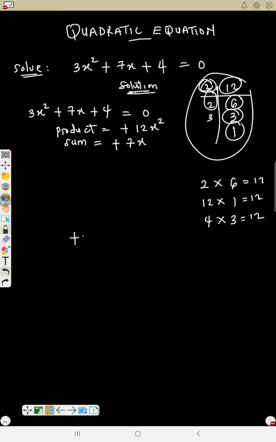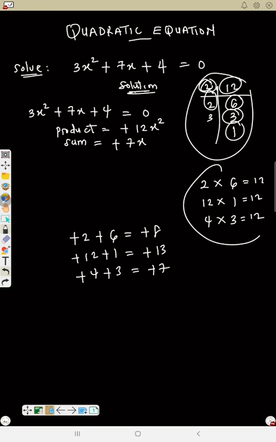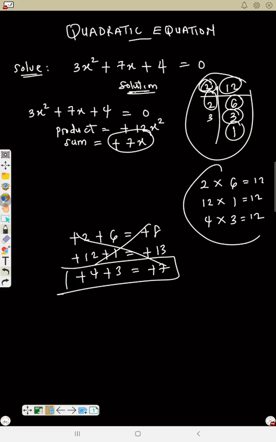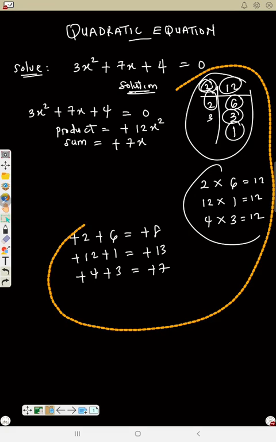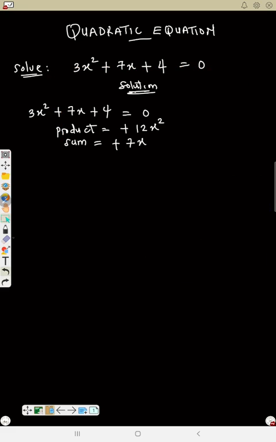The first one, we have plus 2 plus 6, which will give us plus 8, and it's 2 times 6 is 12. The second one, plus 12 plus 1, which will give us plus 13. Third one, plus 4 plus 3, which will give us plus 7. That means out of these three, this one I will use. Why? Because it's the one that can give me the sum, which is plus 7. So I will ignore these two. The same numbers that you multiply that will give you product are the same numbers that you should add that will give you sum. Don't change the numbers. So let's proceed.